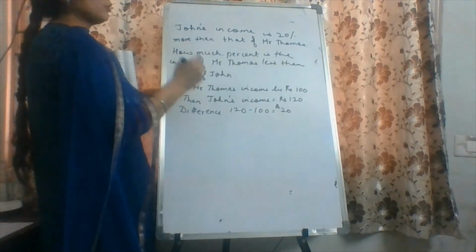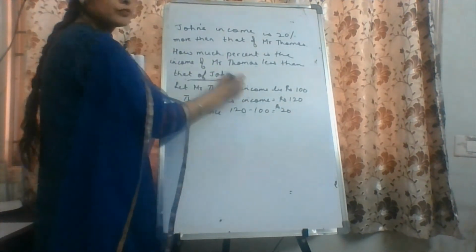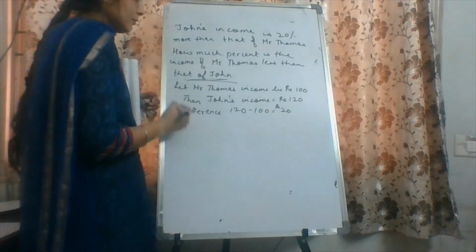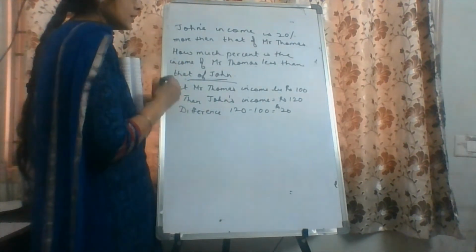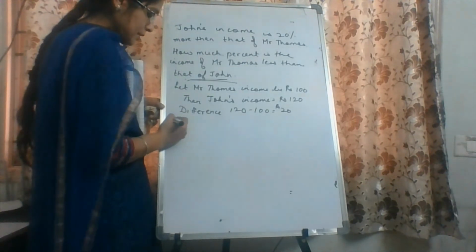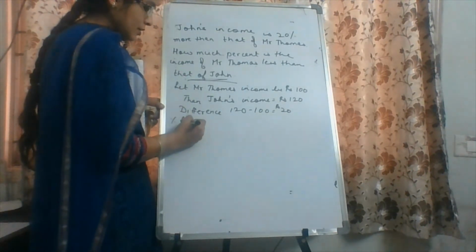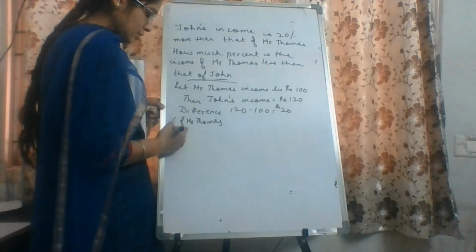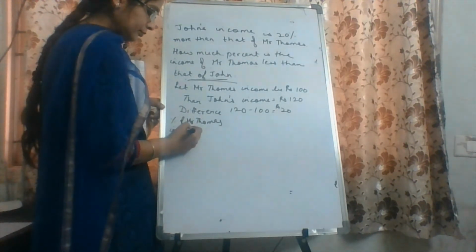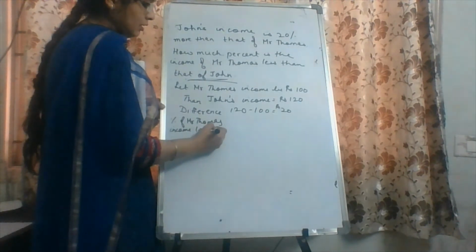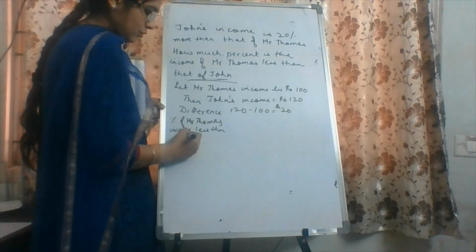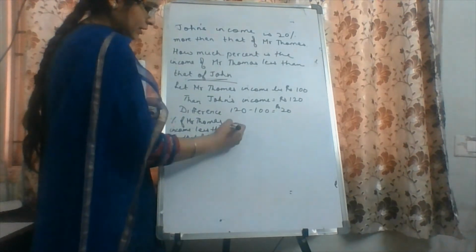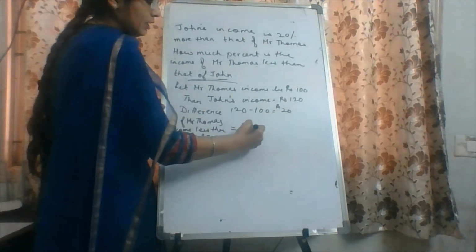Now, you have to compare to that of John. That means in the denominator, I should have John's income. Percentage of Mr. Thomas' income less than that of John is equal to 20 upon 120.